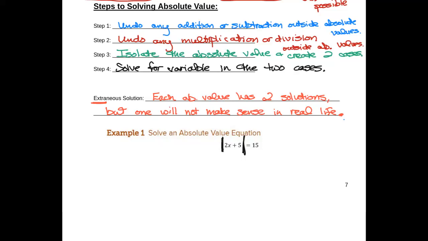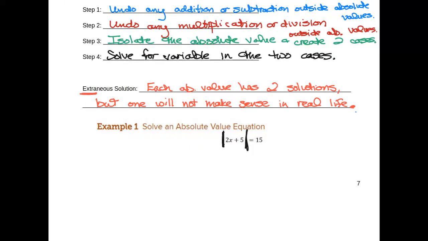Step 2, undo any multiplication or division outside of those absolute values. There's nothing to do there either. So we're already to step 3 for this problem. It says isolate the absolute value and create two cases. So I'm going to do this one line to the left and one line to the right, and it says the absolute value is equal to 15.